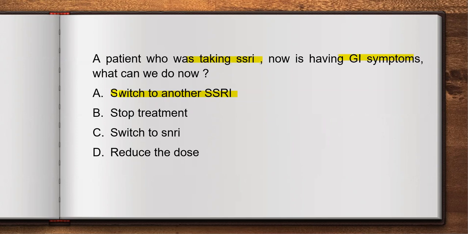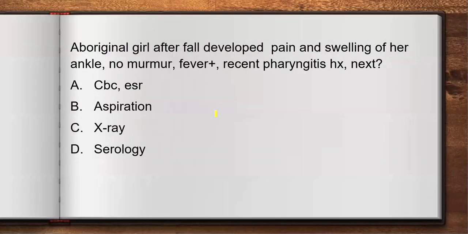If sexual difficulty, then you reduce the dose. You don't change to another SSRI. You can reduce the dose, or also you can add another. You can change to an SNRI, but before changing, we try to reduce the dose in sexual difficulty.